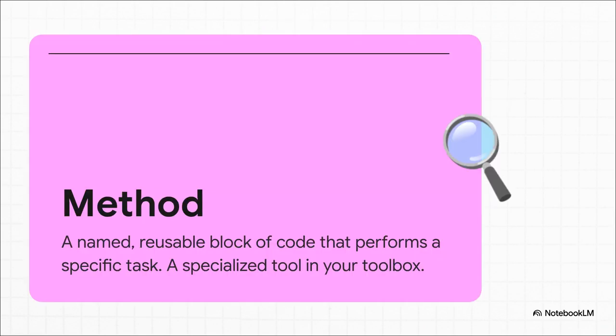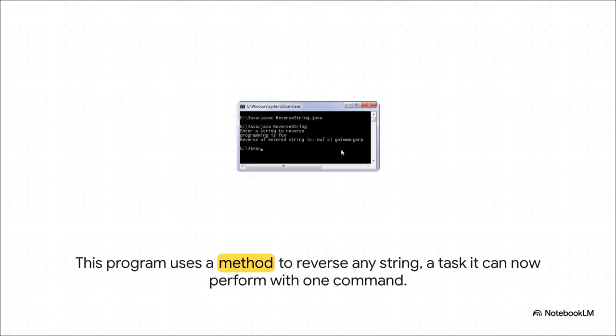This is where something called a method comes to the rescue. It's also called a function. It's basically a block of code that does one specific thing, and you give it a name. Think of it like creating a specialized tool for your toolbox. Once you've built it, you can just grab it and use it whenever you need it simply by calling its name. And this right here is a perfect example.